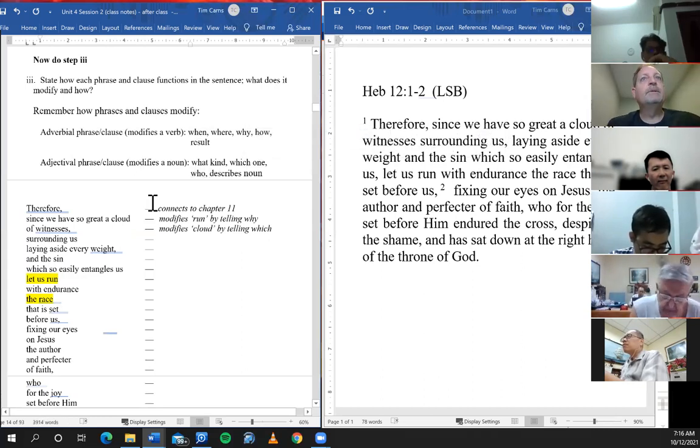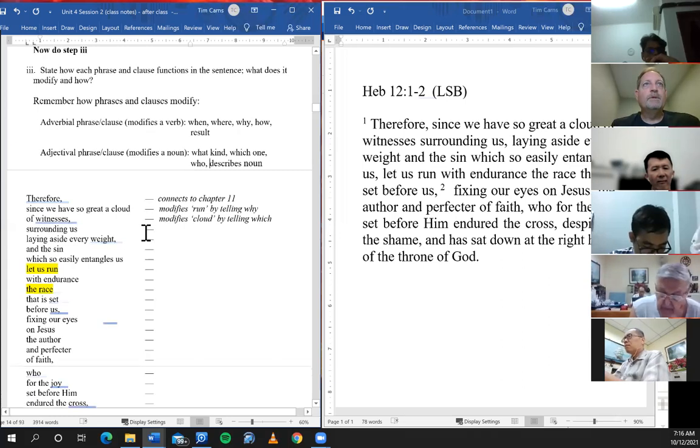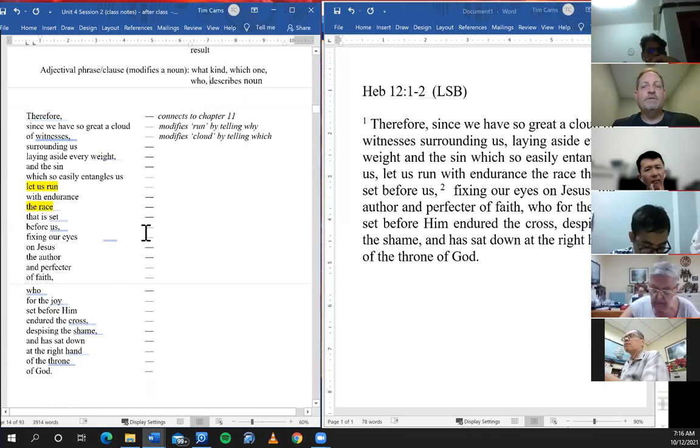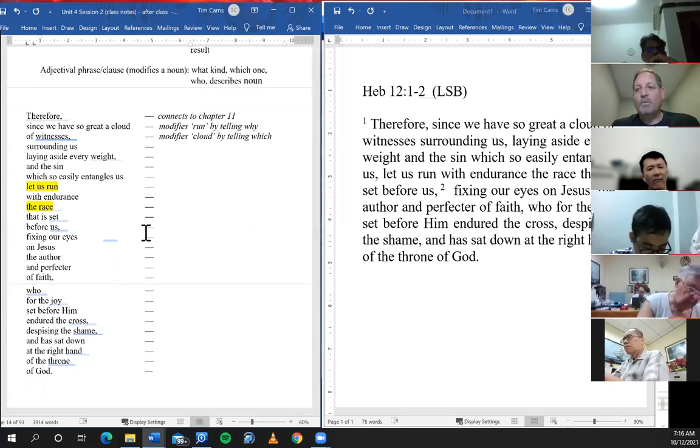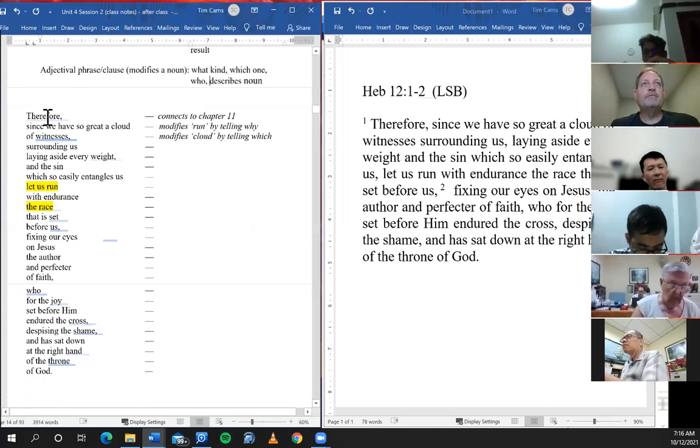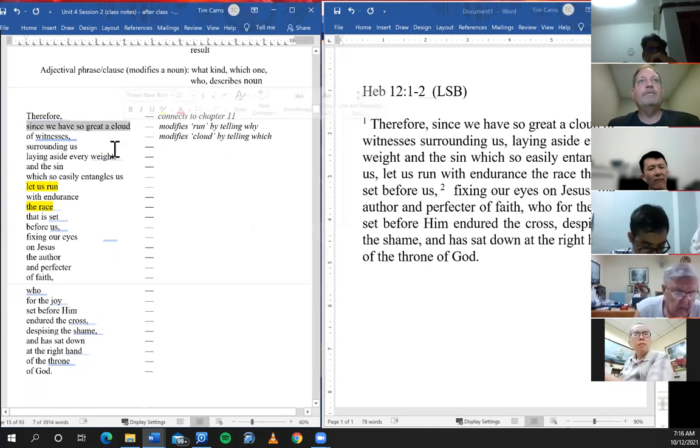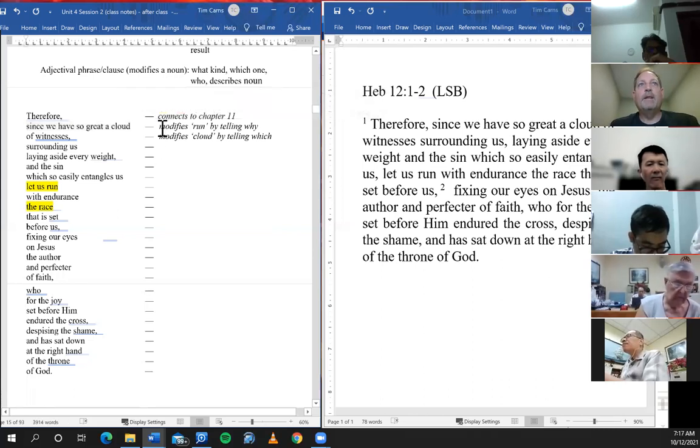So what I'd like you to do is just try to go through these phrases and clauses and just on your own first, see if you can identify what they are modifying and how. Now, I've done that for the first two just to show you what I'm asking. Therefore, which is a conjunction that connects what he's saying here to what he just said in chapter 11. Then he says this, there's a dependent clause. Therefore, since we have so great a cloud. And that actually is modifying run.